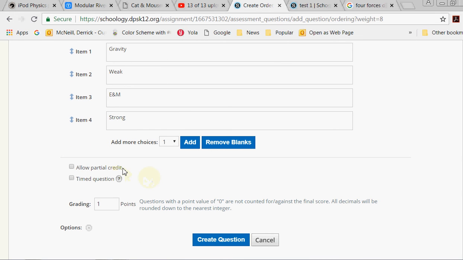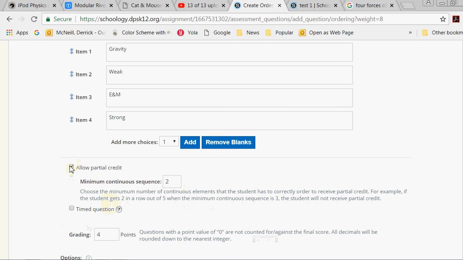Partial credit, timed question, and then grading, how many points you want this question to be. For ordering questions, I tend to move that up to the number of choices I have, and I tend to allow partial credit. Continuous sequences, which means that if I get the first one wrong but everything else is right, they should get the full credit for that. Well, full credit except for getting the first one wrong.